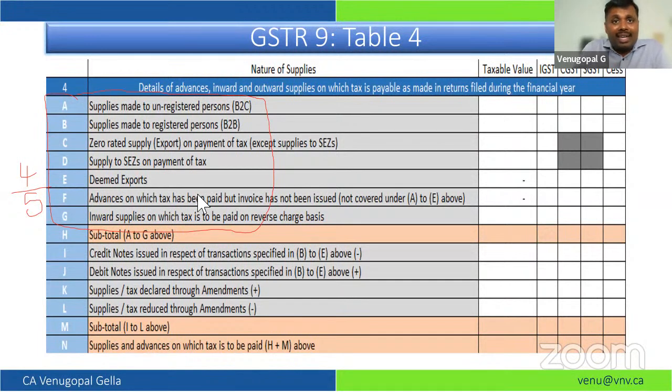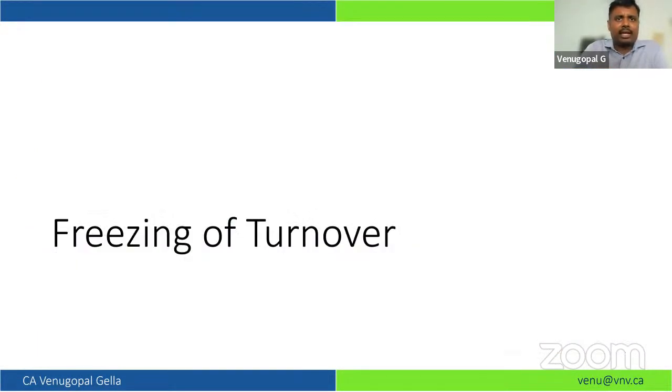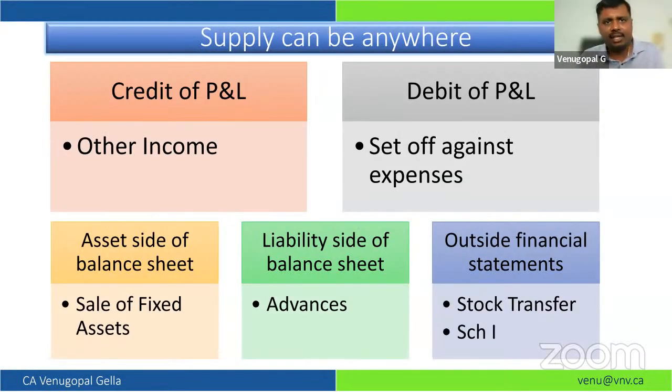And from where do I get the turnover values? It will be all over the place. The obvious thing is the credit side of the P&L. But you should also look at the debit side of the P&L where there are reimbursements. You should also look at the asset side, which is the sale of fixed assets. On the liability side of the balance sheet, you received advances. Off the balance sheet, there are items where you have done a stock transfer or a Schedule 1 item, right?